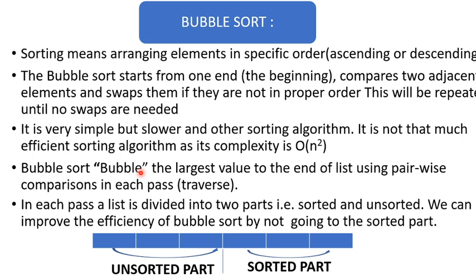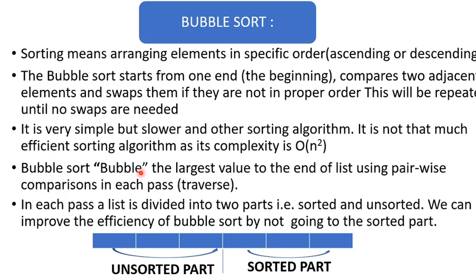Once again, I am repeating what we are doing in bubble sort. We are scanning the list multiple times from left to right direction, and each and every scan is known as a pass. While scanning, we will also compare two adjacent elements of the list, and if these two elements are not in proper order, we will swap them. This process will be repeated until the list gets sorted.